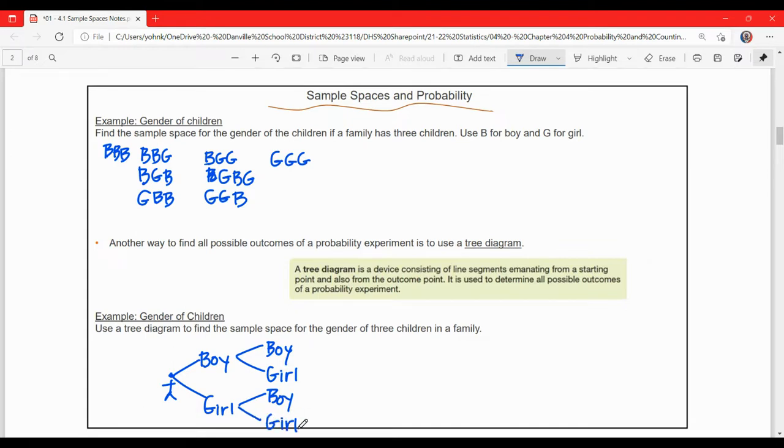So this is what your tree diagram would look like if you had 2 children. Well, if you had 3 children, you would go one more time, boy, girl, off of each of them. We'll just abbreviate B and G. So then the different patterns of children that you could have, just follow the branches. You can stay completely on top, boy, boy, boy. You can do boy, boy, girl. Then you can do boy, girl, boy, and so forth. So you'll see all 8 of the possibilities there.